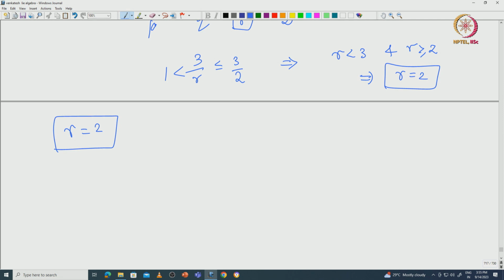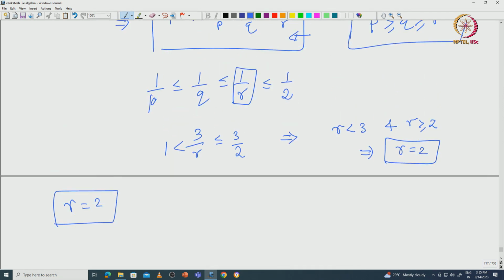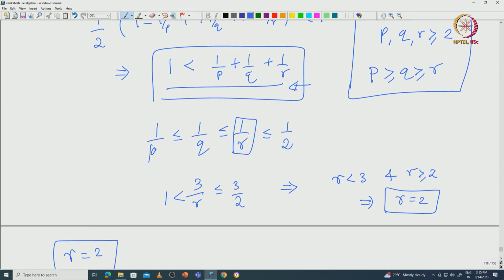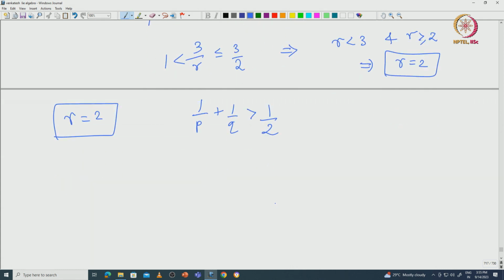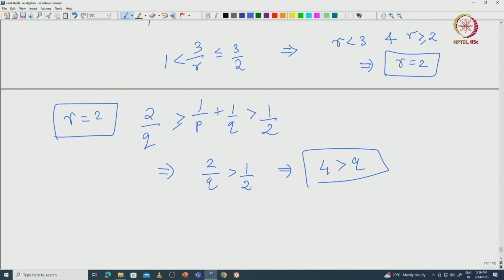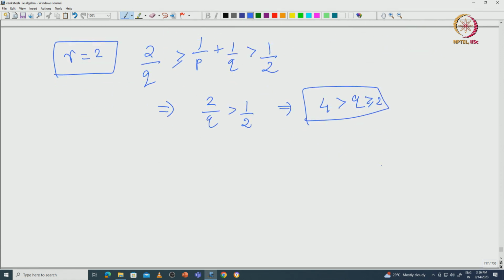Now use this again, and if you go back to the inequality, you can see if r is 2, then 1 by p plus 1 by q should be greater than 1 by 2. Now again, because q is greater than or equal to p inequality gives that this is less than or equal to 2 by q, so this implies 2 by q is greater than 1 by 2, which implies 4 is greater than q, and already q is greater than or equal to 2. So there are two possibilities.